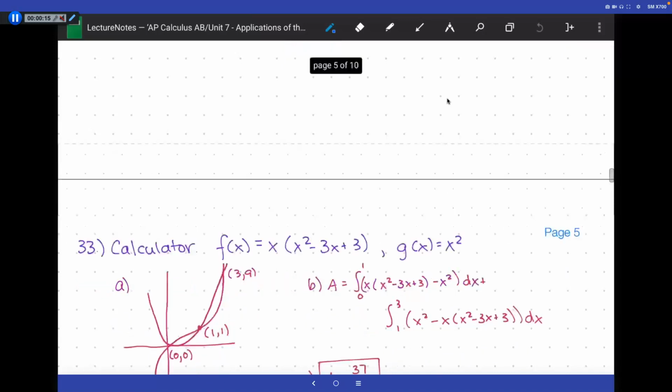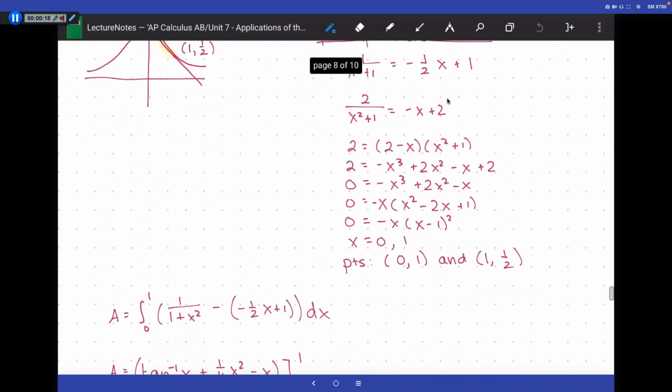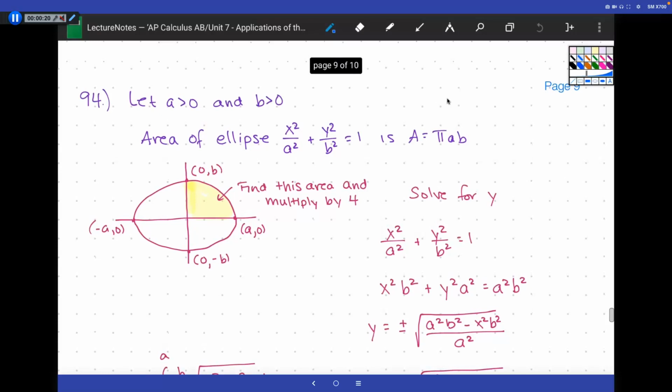98? 94. Oh! I remember that one. I was working on that with somebody yesterday. Yeah, this is definitely a big challenge problem. So let's go through this one.